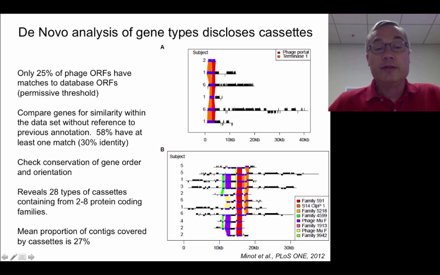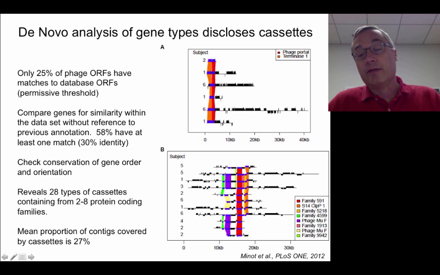So we tried to investigate that within this data set. We looked for conservation of gene type and order and orientation. And we found 28 cassettes containing from 2 to 8 protein coding families. And so shown here is one of our most spectacular, where we've colored genes by their resemblance.